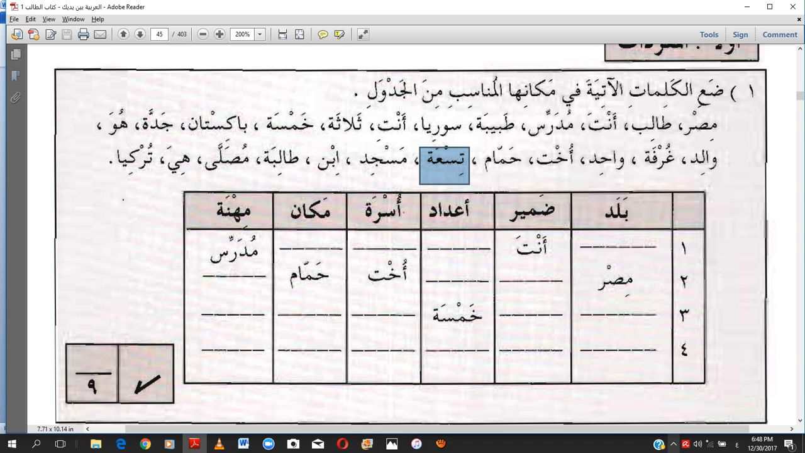Who can give us the numbers from 1 to 10? تفضل. واحد اثنين ثلاثة أربعة خمسة ستة سبعة ثمانية تسعة 10. تفضل يا بلال. واحد اثنين ثلاثة أربعة خمسة ستة سبعة ثمانية تسعة 10.